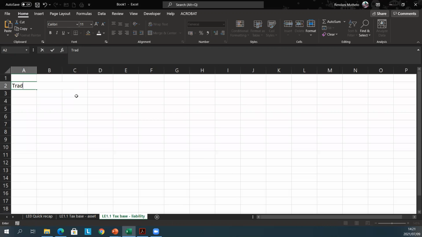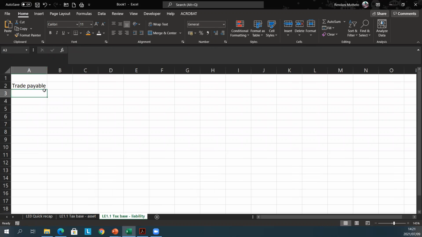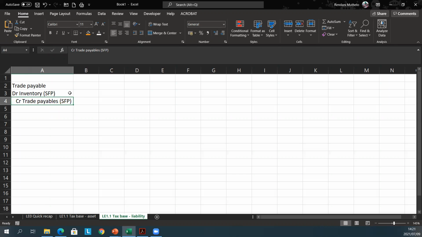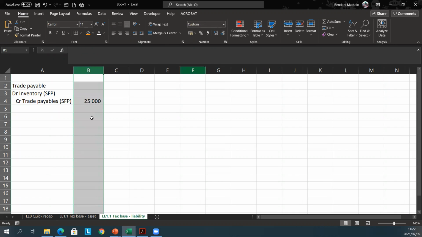So the first one is the trade payable. We bought inventory, so there was a debit to inventory in the SFP, and a credit to trade payables. That is how this was recorded. Now we are sitting with a balance of 25,000. And the question is, is this a liability? Yes. What is the tax base of a liability?